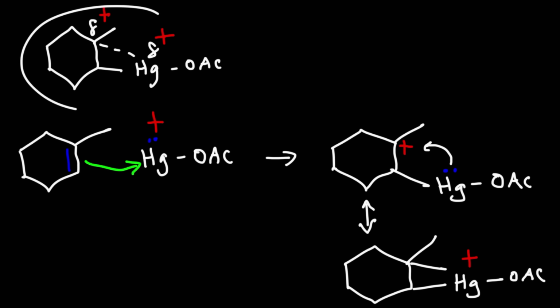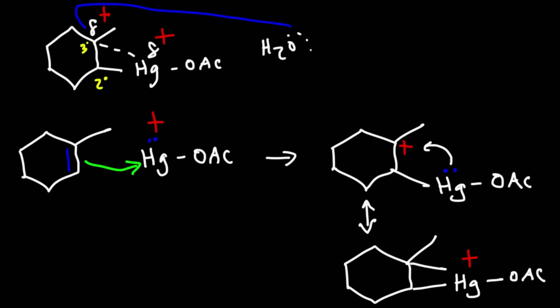So this particular hybrid explains why we don't get a typical carbocation intermediate for this particular reaction. And it also explains why the nucleophile, in this case water, reacts with the tertiary carbon as opposed to the secondary carbon. It's because the tertiary carbon has more partial positive charge than the secondary carbon. And so water is going to attack this carbon. And so this reaction proceeds with Markovnikov regiochemistry.